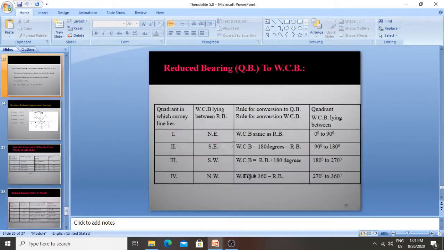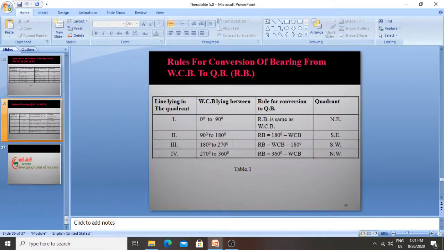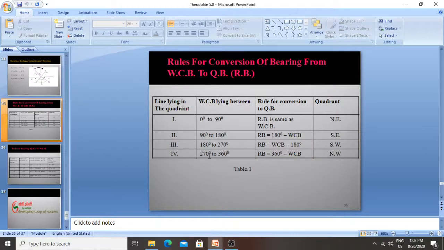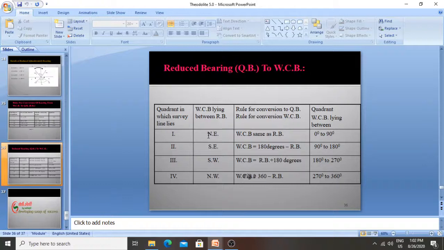And in this only, these are the two tabular columns which I have converted. These are the rules for conversion of bearings from whole circle to reduced and reduced to whole circle bearings, which is very important. I have included this from compass surveying, because in compass surveying also you will be having a traversing like that.